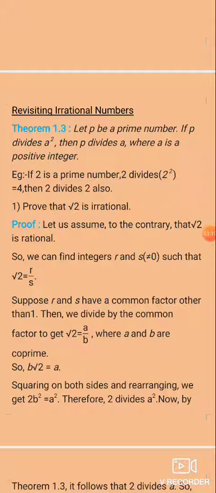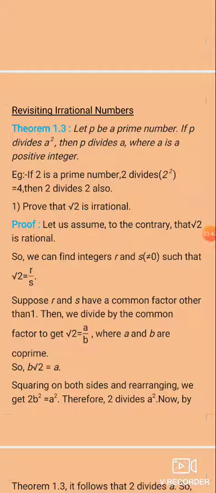Contrary means what? It's opposite of that. We need to prove root 2 is irrational. Its opposite is what? Rational. So we can assume that root 2 is rational. So what is the definition of rational? Which can be written in the form P by Q, where P and Q are integers. So listen carefully. Since root 2 is rational, we can find integers R and S such that root 2 is equal to R by S. Instead of P by Q, R by S is here.